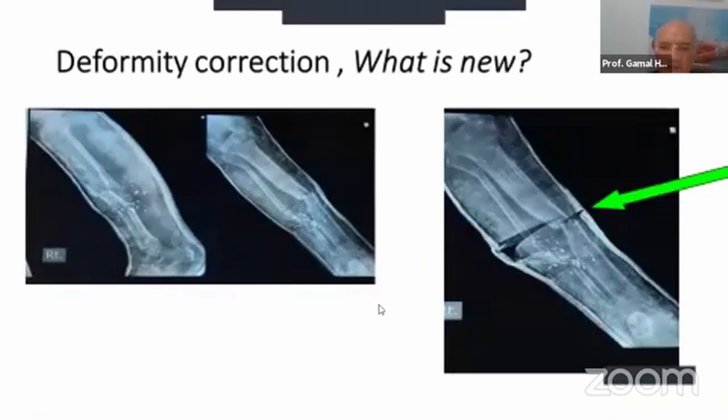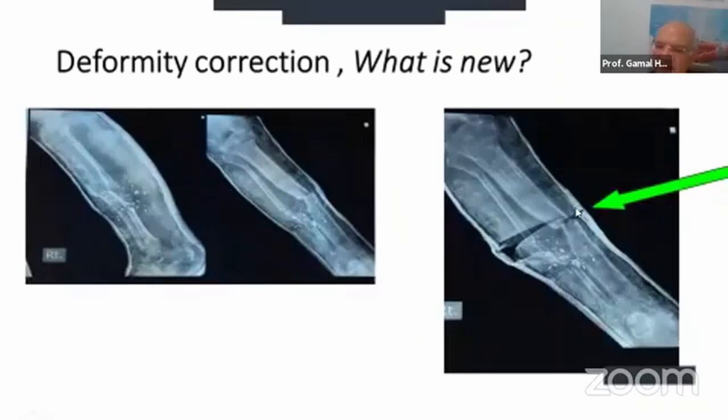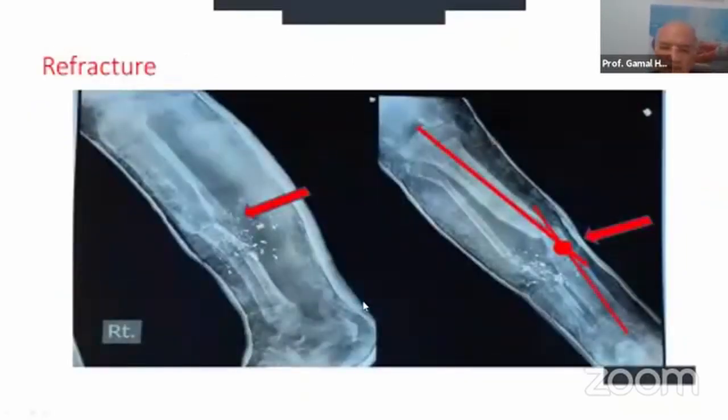Again, wedging the cast. It's exactly how we deal with the deformity. In this situation, we have a fracture and we have a deformity, and we do a wedging cast. You see here the site of the fracture. When we do the wedging cast, we don't do it exactly at the site of the fracture, because we consider the fracture as a deformity. So we deal with the fracture as a deformity.